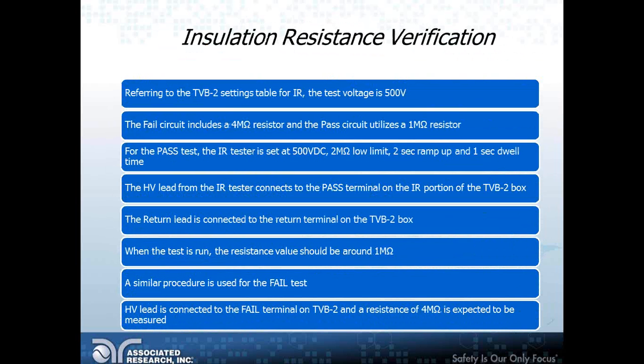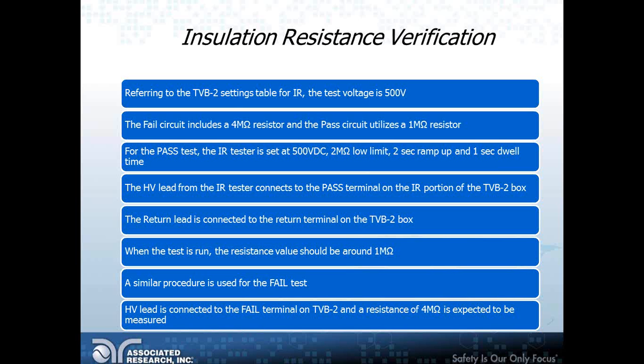So for this test, in our example, we're going to be using a voltage of 500 volts, and again this is from the table that I just showed you earlier. And we know that the fail circuit includes a 4 mega ohm resistor, and the pass circuit uses a 1 mega ohm resistor. So the IR, the insulation resistance tester, or the unit, would then be set for two separate tests, just like the ground bond verification and the Hipot verification.